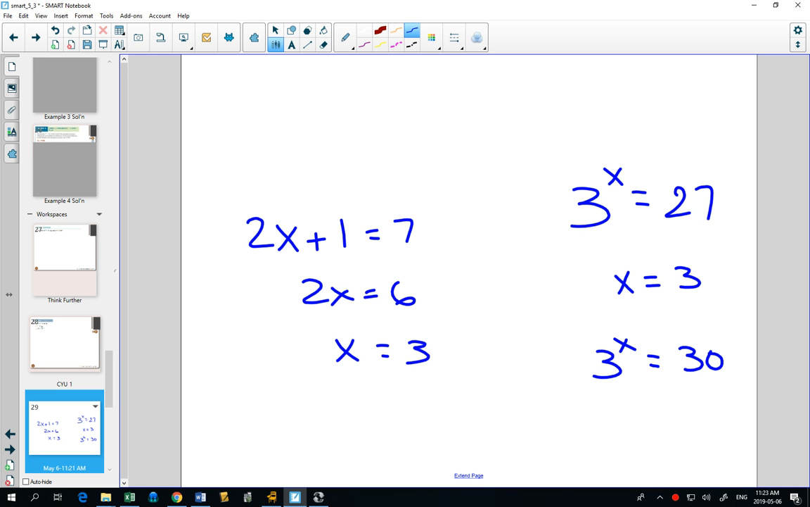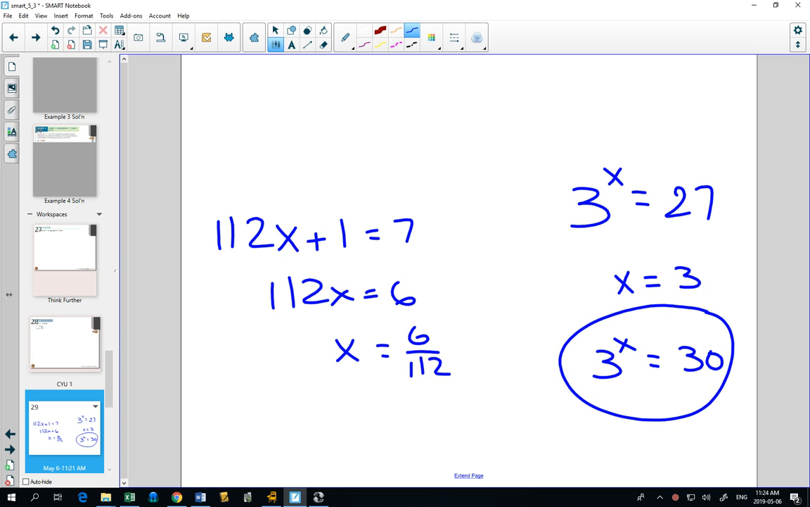But this is nice because if I change this to 112x plus 1 equals 7, there's probably not a lot of guessing and checking that you could do that would work well here. But with this system, 112x equals 6, what would your answer be? 6 divided by 112. And you could type that in your calculator and tell me exactly what the decimal is and be like, I can solve that. Okay? But right now in this unit, we're eventually going to learn some math to solve that. But at this moment, all we have is our powers chart and the ability to recognize things.